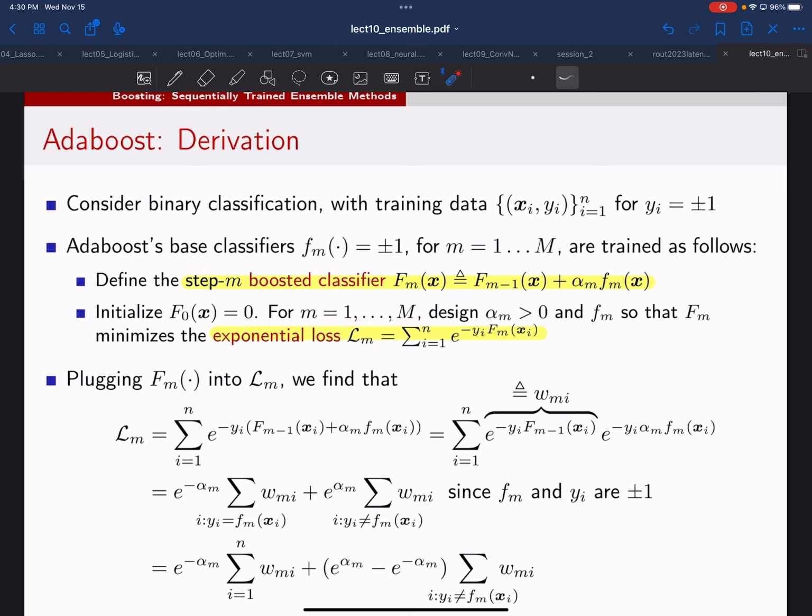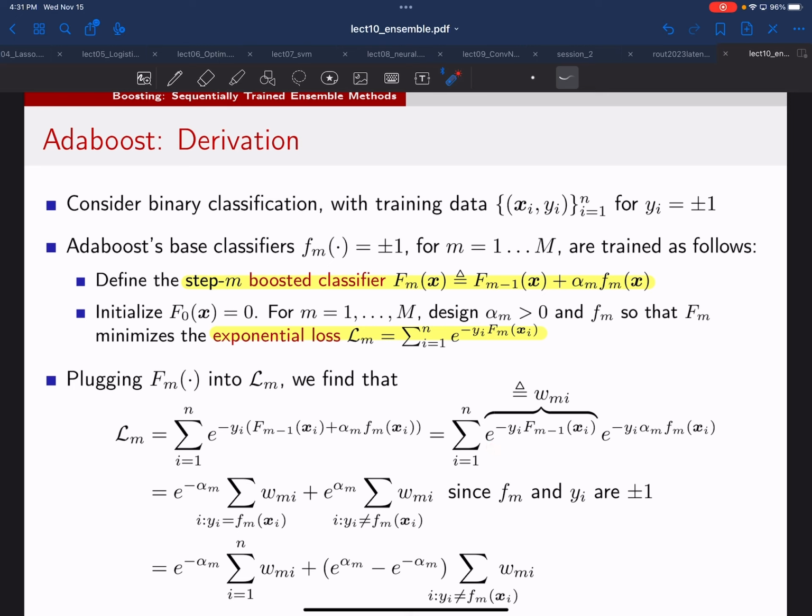Now we can plug these ingredients in to see how we would perform the optimization. So this is the loss at stage m. We take this expression and plug in, for capital F m, this expression here, and that gives us this. Next, we can write e to the power of a sum of two things as e to the first times e to the second.